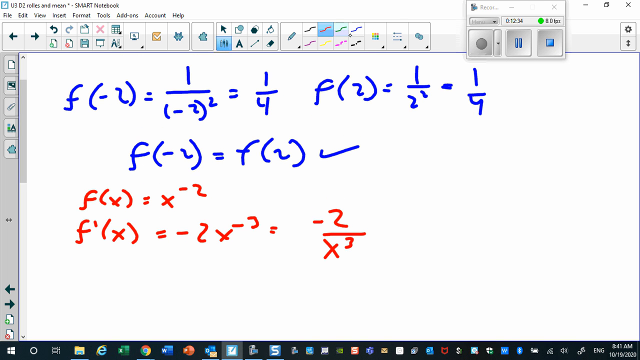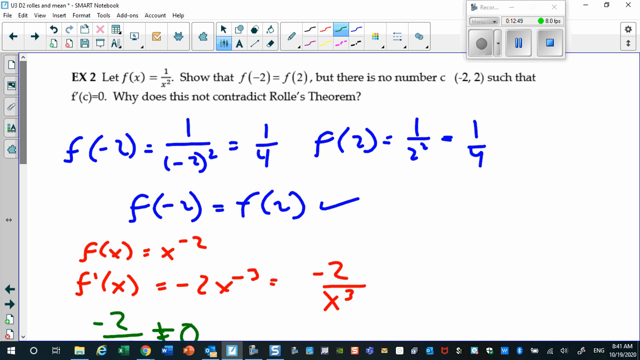And ladies and gentlemen, there's no way for me to have negative 2 over c cubed equaling 0. Never, because the top would have to equal 0. So that doesn't work. But f of negative 2 equals f of 2, so it should say f prime of c equals 0. Why does it not contradict? Why does this not contradict Rolle's theorem?